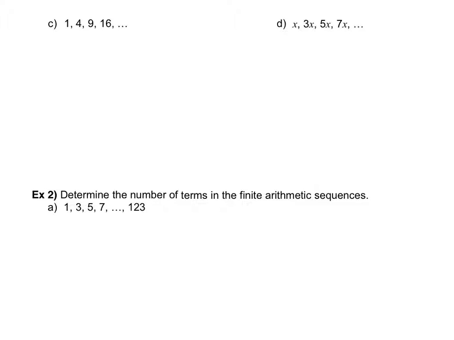We're checking to see if these are arithmetic sequences. If I look to go from 1 to 4, I would be adding 3, or 4 take away 1 is 3. To go from 4 to 9, I'm adding 5. So right away I know this is not arithmetic, because I need to be adding a constant amount to make it a linear relationship if I were to create a table of values.